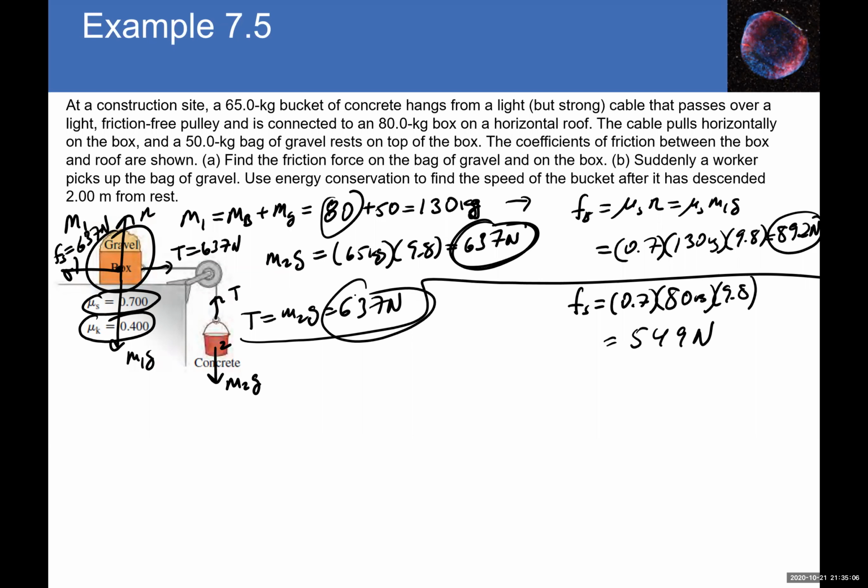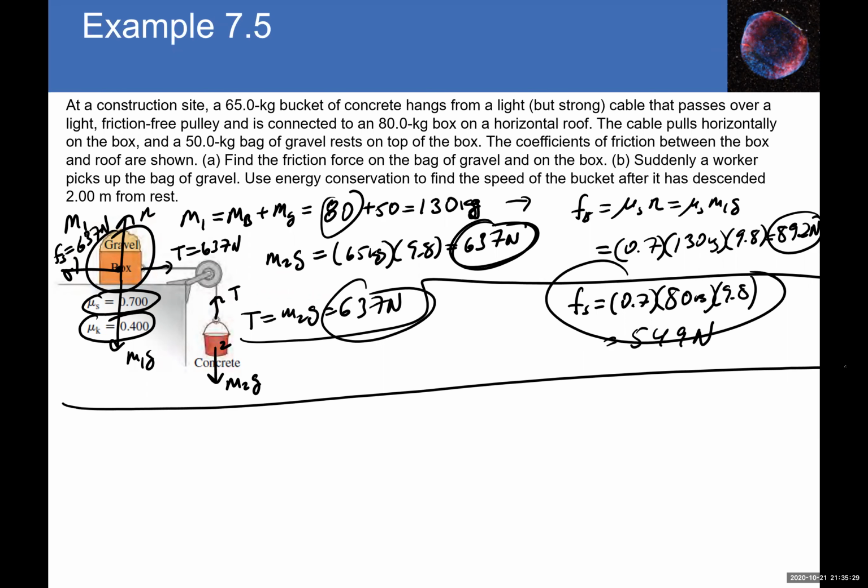That means as soon as we pick up the gravel, the system is accelerating. It's going to move, which means static friction is no longer strong enough. So afterward you're dealing with kinetic friction. Now the system starts moving. I'm going to go back, and what we're going to see is that right now my M1 is just 80 kilograms, because the gravel is no longer there.